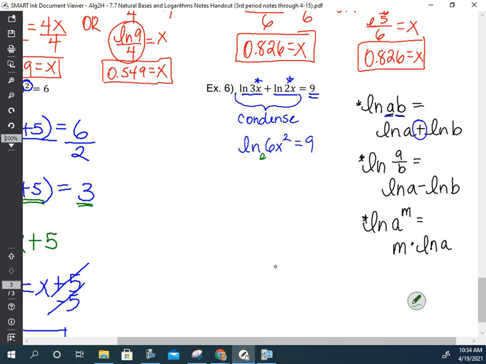Natural log has the base of e. There's your y component. There's your x component. E to the 9th power equals 6x squared. Any problems before we continue with the problem? Anything not clicking?